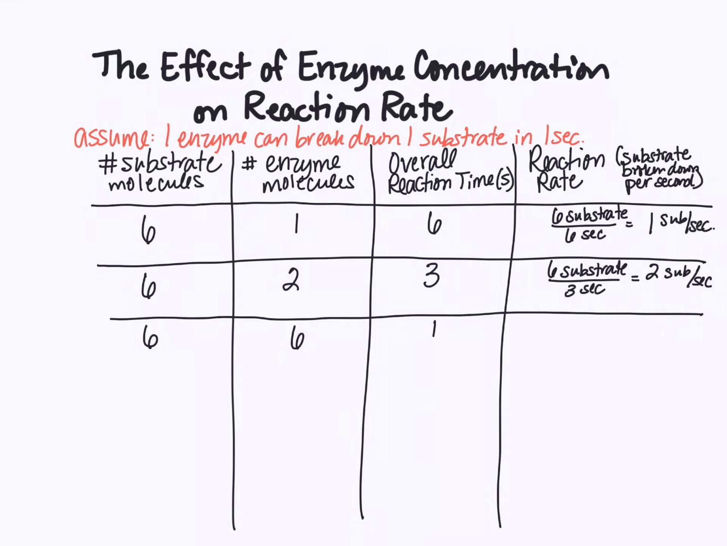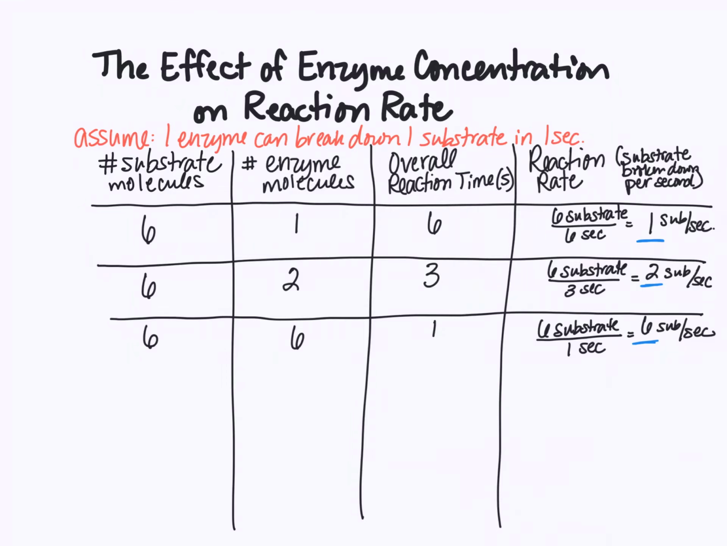So that would give us a reaction rate of 6 substrates broken down in 1 second. So that gives us a rate of 6 substrates per second. So we can see here that our rate is increasing because we started out with 1 substrate per second, and now we've gone up to 2 and now up to 6. Remember, a rate is kind of like a speed. It's how quickly something happens in a given amount of time.